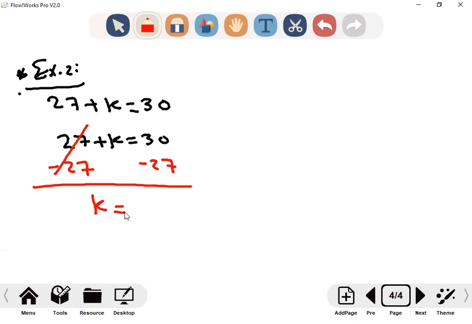Still K equals 3. 30 minus 27 is positive 3. Okay, done. We have checked after this one.